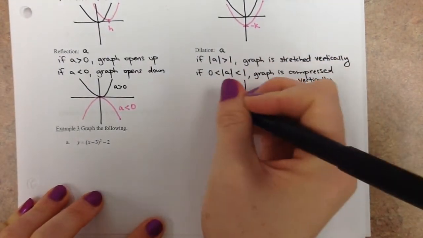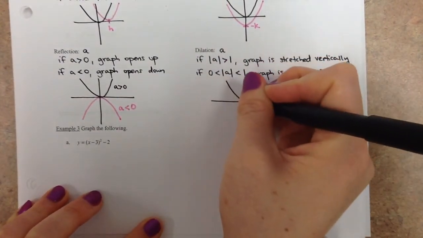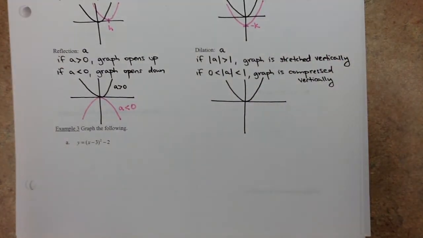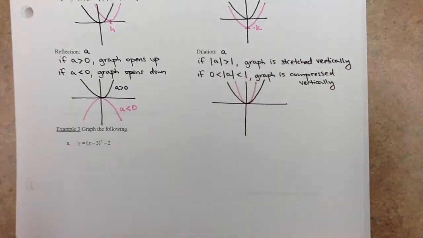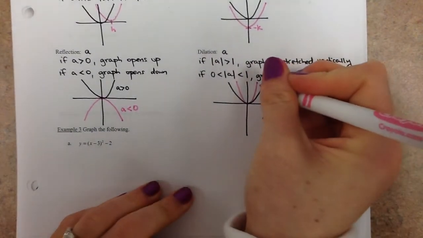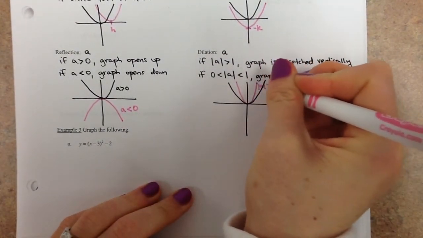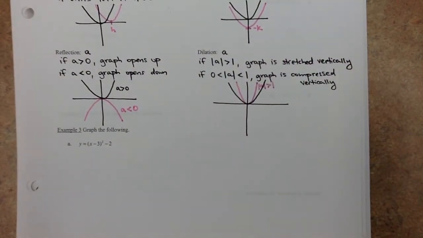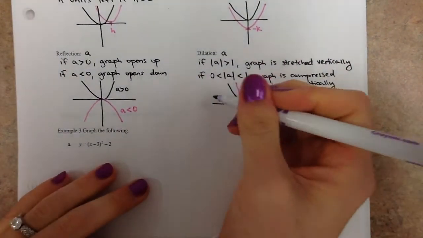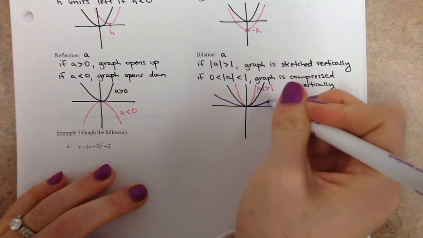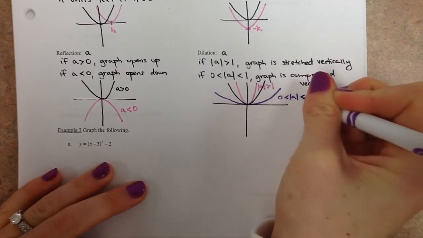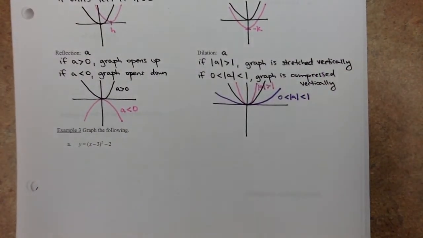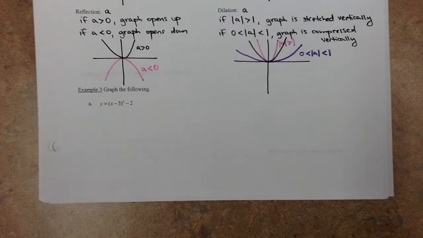Okay, so let's give a couple of examples here. So here's the original. If I give you a value of A that's greater than 1, it will stretch it like this. So that would be where the absolute value of A is greater than 1. Or if I give you something that's a fraction, then it would be compressed, which would make this really wide arched parabola. So this would fall in the second category where the absolute value of A is between 0 and 1. All right, so just some sample values there. We're going to use that to give some quick sketches of these graphs.